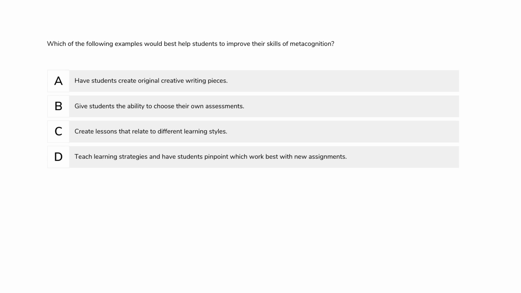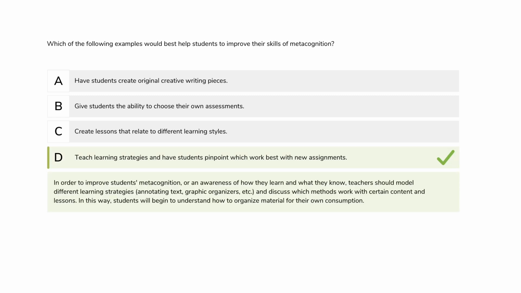Here's an example from the Development and Learning section. Remember metacognition? Which of the following examples would best help students to improve their skills of metacognition? A and B allow students to be creative and have ownership over their learning experience, which are both great ideas, but neither helps with metacognition, so they're out. Creating lessons that relate to different learning styles is also great practice in the classroom, but doesn't require students to think about their own learning, so we can get rid of that one too. Choice D is best.